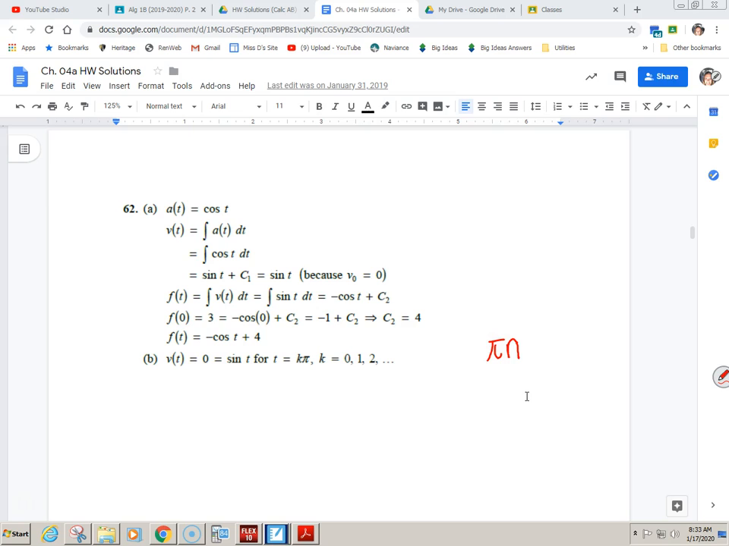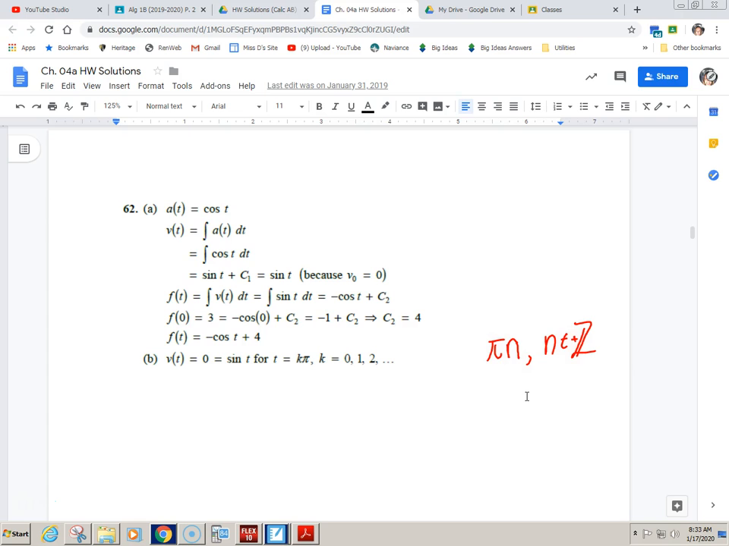Plus 2 pi n? Plus pi n? Yeah. Where n was within all integers. But this one, the problem is it's not within all integers because t is greater than or equal to 0. So it'd be within all positive integers, all positive multiples of pi.